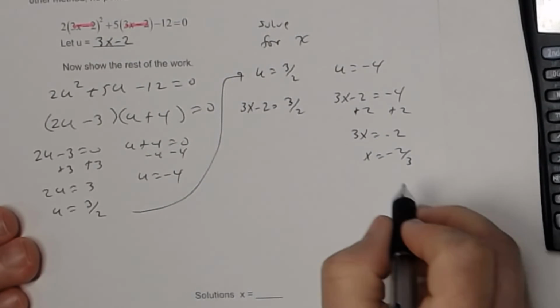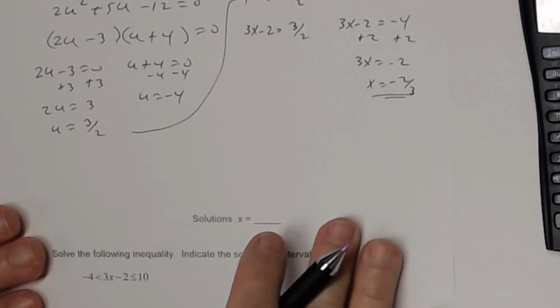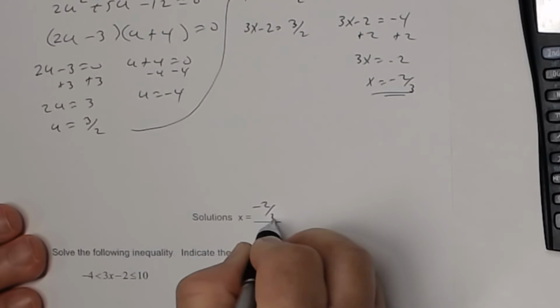I'm going to divide both sides by 3. So there's one of your solutions. One of my solutions for x is going to be negative 2/3.